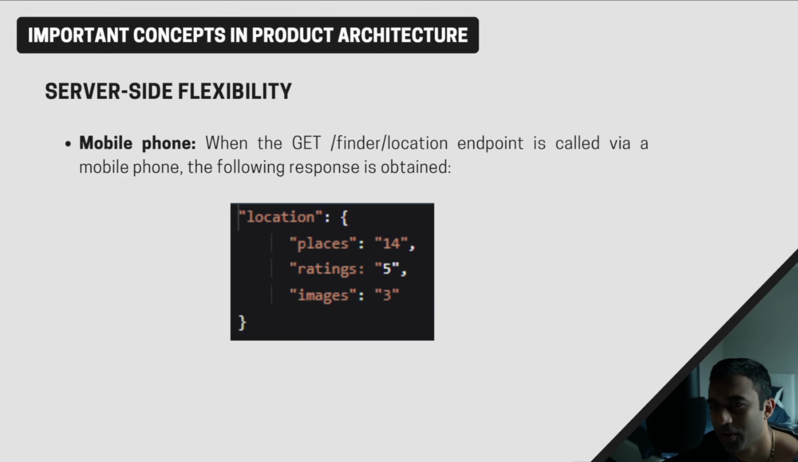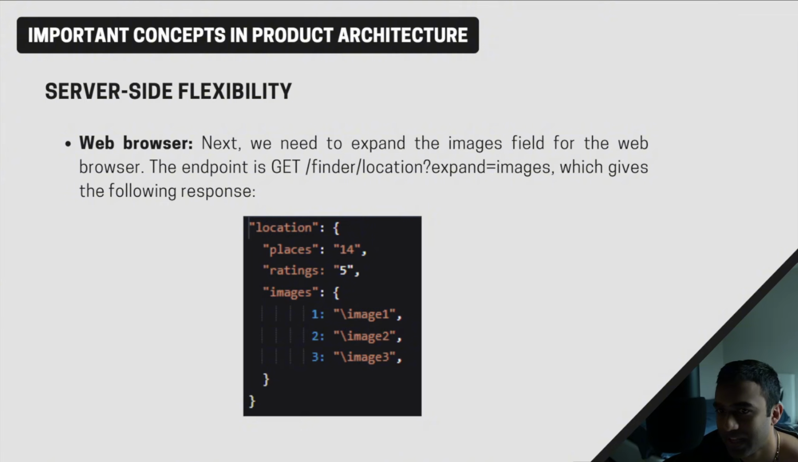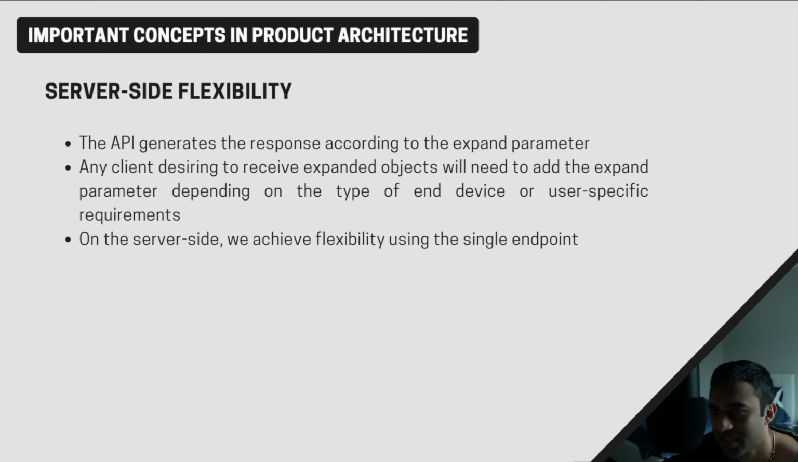So when the get finder location endpoint is called via a mobile phone, the following response is obtained: we have the location, places, ratings, images. And on a web browser, we need to expand the image field. The endpoint is get finder location expand equals images, which gives the following response, which gives us some more images. So the API generates the response according to the expand parameter.